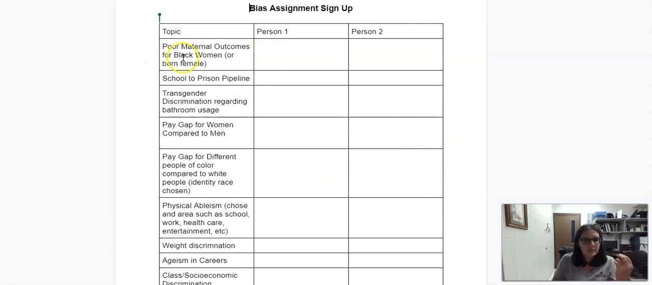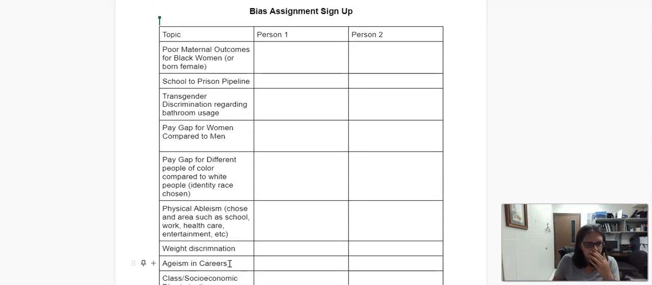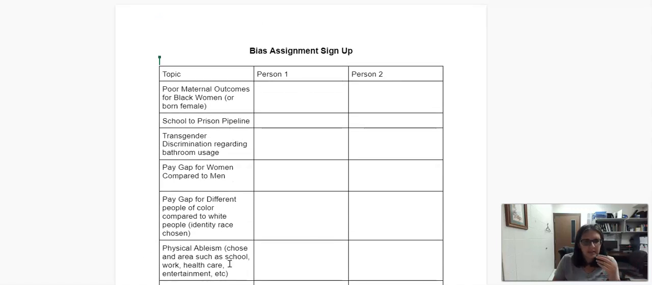If something interests you, I have some common examples on here. However, if you notice on the bottom, I have other topic approved by Ms. Wheeler. If you think of something, I'm all for it. I just want to make sure it's actually an example of bias, right? Showing discrimination or bias. Some of these are super common, like poor maternal outcomes for Black women, or it can be people that are female born.